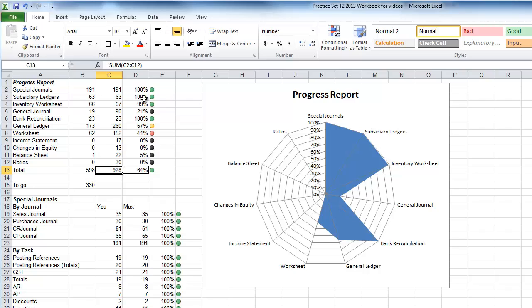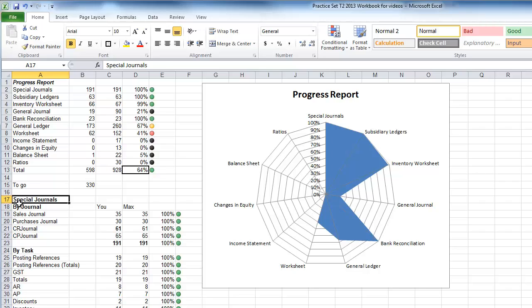Subsidiary ledgers, again, perfect. Inventory worksheet, well, we've got one thing that's not correct. We can know that's the date. General journal, well, we're part of the way through. Now, with the special journals, even though this is perfect, if it wasn't perfect, you might like to get some indication of an attention area you had in there. So you'd go to the detailed breakdown of your special journals.